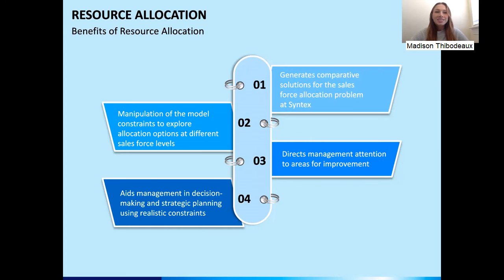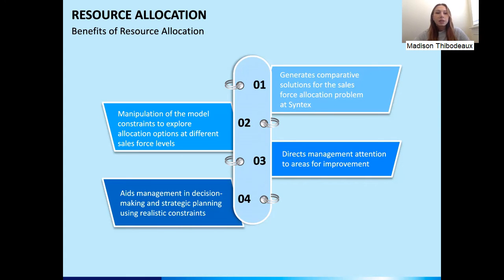Next, we'll discuss some benefits of the resource allocation model as it pertains to this case. First, the model was able to generate comparative solutions for the sales force allocation problem at Syntex. We were able to compare the charts at the base level using existing Salesforce effort to the optimal level of Salesforce effort generated by the model.